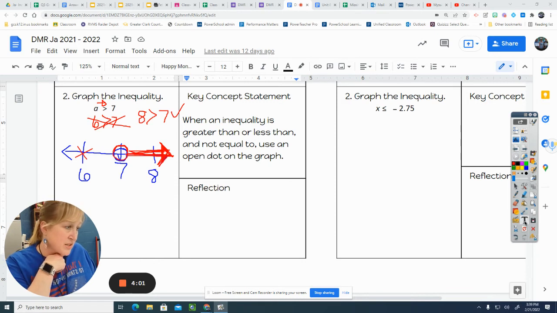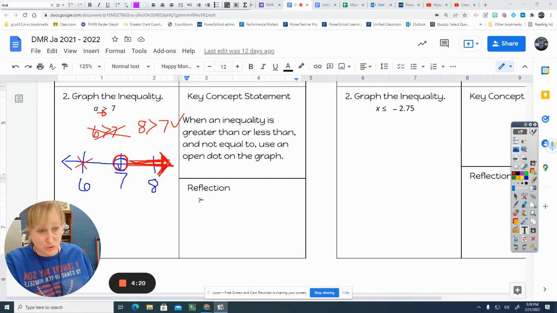Your reflection, if you're writing at school, we wait patiently.